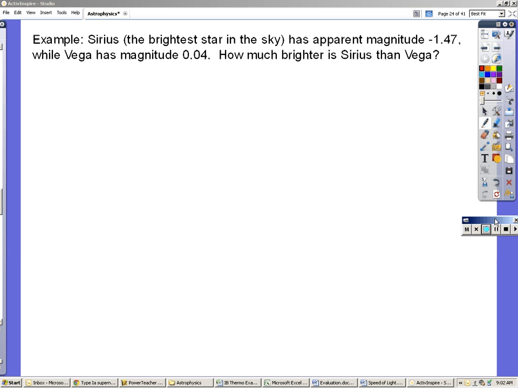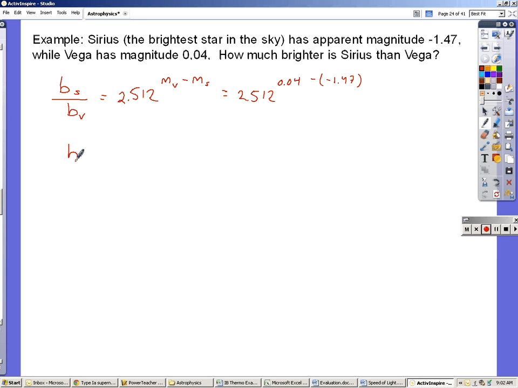So what you have to do is use that equation. You say the brightness of Sirius divided by the brightness of Vega equals 2.512 raised to the magnitude of Vega minus the magnitude of Sirius, which is 2.512 raised to the 0.04 minus -1.47. And so we get the ratio of the brightness of Sirius to the brightness of Vega equals 4.02, and so Sirius is about 4 times as bright as Vega.